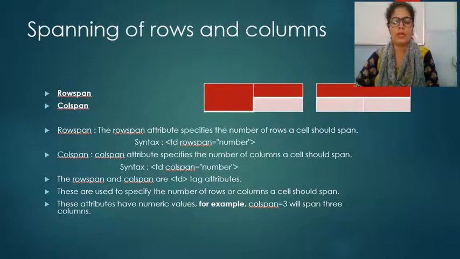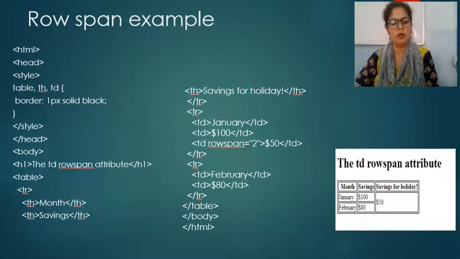We studied row span and col span. When we combine rows, it is known as row span, and when we combine columns, it is known as col span. So today we will study the syntax, that is, how we have to create a table by using row span and col span. So let's start with this.